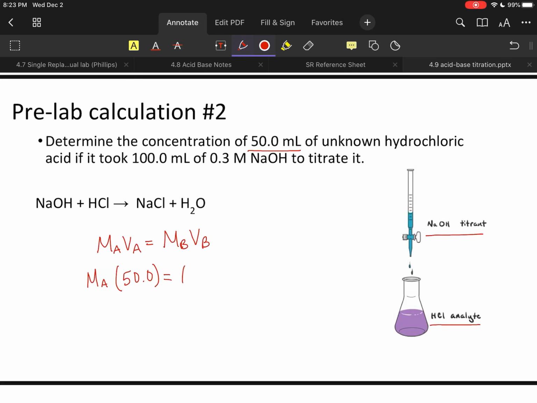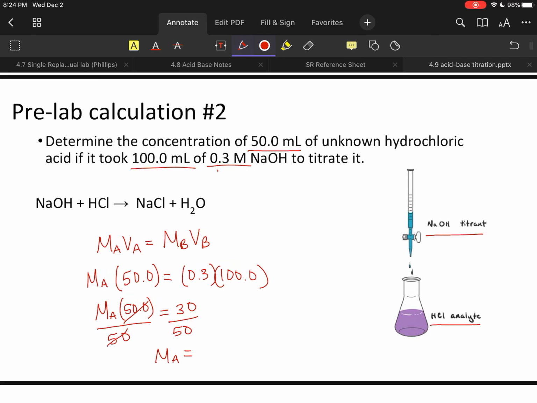And then for the base, my molarity is 0.3 and my volume is 100. So when I solve, 0.3 times 100 is just 30. Divide by the 50, and my molarity of my acid is 0.6 molar.